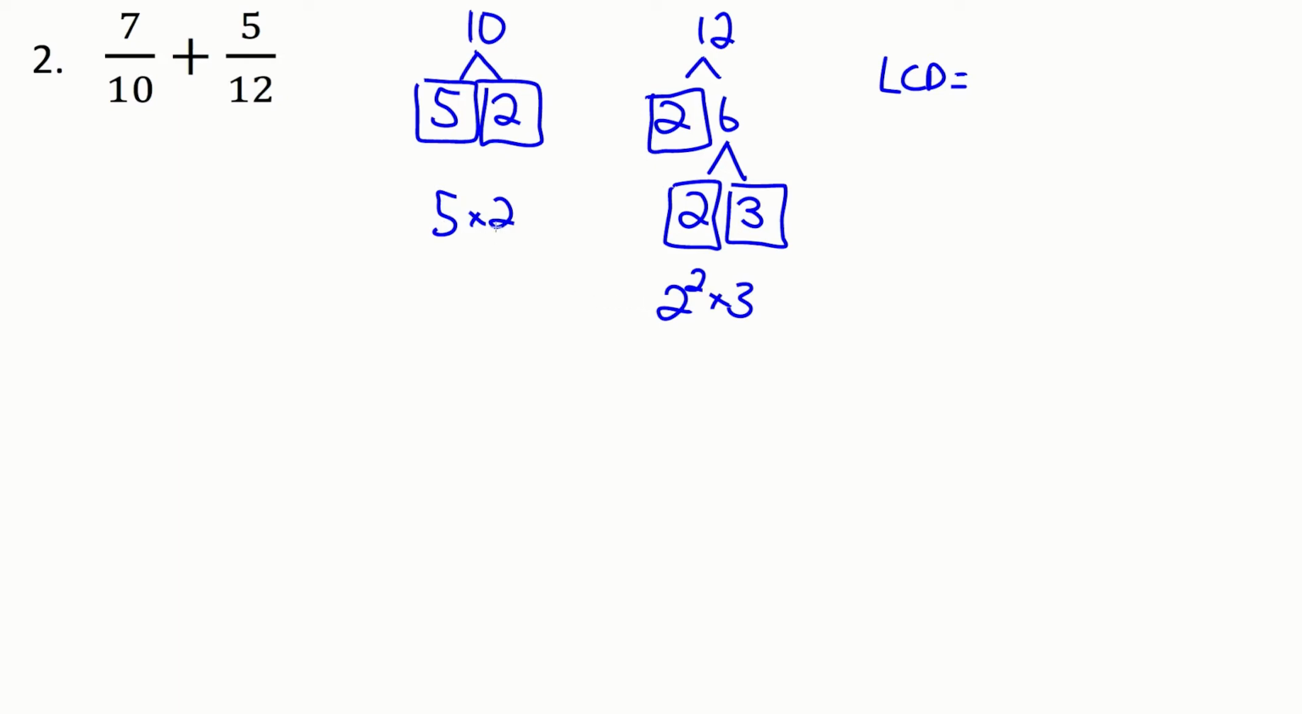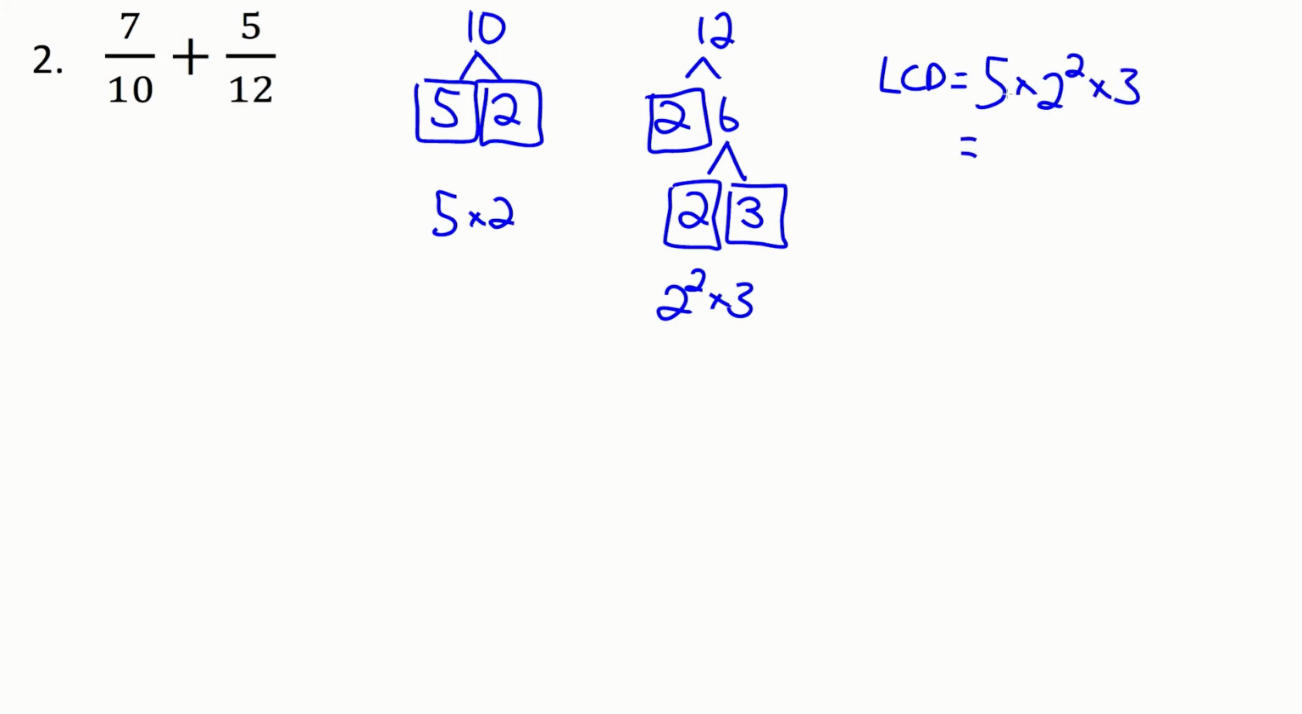So we're going to take one of each of these different numbers. So there's a 5 and the power is 1. There's no 5 here. So we're going to need 1 5. There's a 2 and then there's a 2 squared here. Between the two, we have to take whichever was larger. So we're going to take the 2 squared. And then last, there's a 3 and then no 3 here, so we just take a 3.